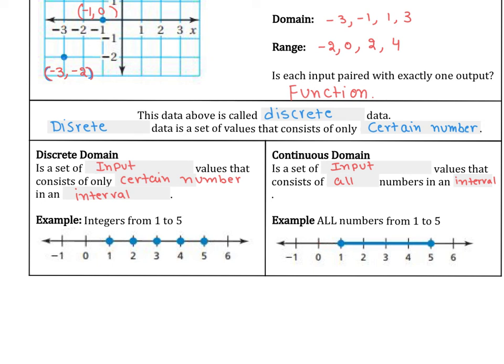If you have just scattered numbers like 1 and there is no number between 1 and 2, and you just have 1, 2, 3, 4, 5, certain numbers, that is called discrete. If you have all the numbers from 1 through 5, that is called continuous. So discrete are the numbers 1, 2, 3, 4, 5 in an interval, and the interval for this one is 1 through 5, meaning all the numbers starting from 1 to 5.